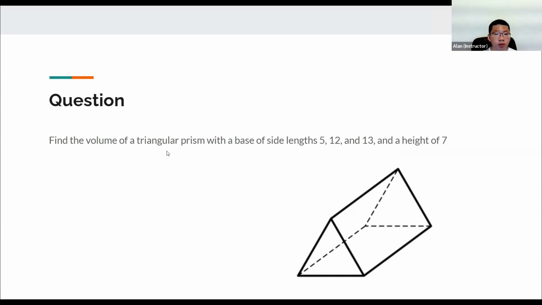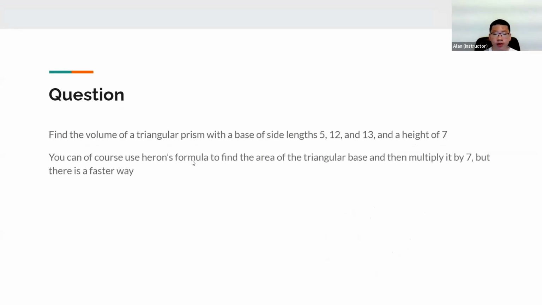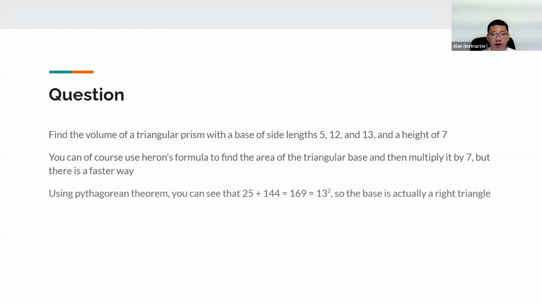First of all, you can try finding the area of the base by using Heron's formula. But if you're clever, you notice that there was an easier way. Using the Pythagorean theorem, 5 squared, which is 25, plus 12 squared, which is 144, is equal to 169, which equals 13 squared. So the base is actually a right triangle, and then its area is easy to find. It's going to be 1/2 times 5 times 12, which is 30.